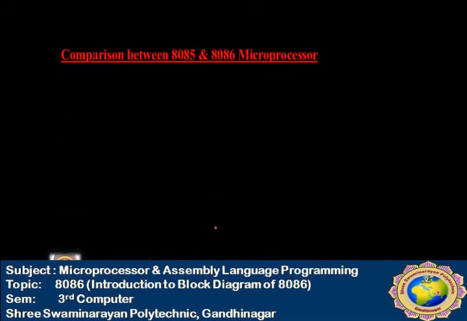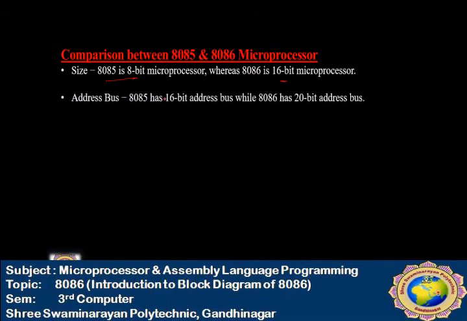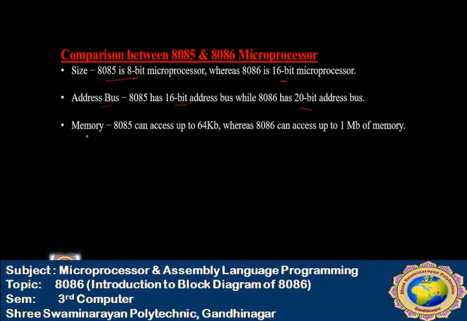Now our next topic is the comparison between the 8085 and 8086 microprocessors. We already studied the 8085, and with respect to this knowledge we compare different categories with the 8086. First is size. The 8085 is an 8-bit microprocessor; here it is a 16-bit microprocessor. Second is the address bus. The 8085 has a 16-bit address bus, while the 8086 has a 20-bit address bus. Then memory. The memory of the 8085 is up to 64 KB, whereas here it is 1 MB of memory capacity.